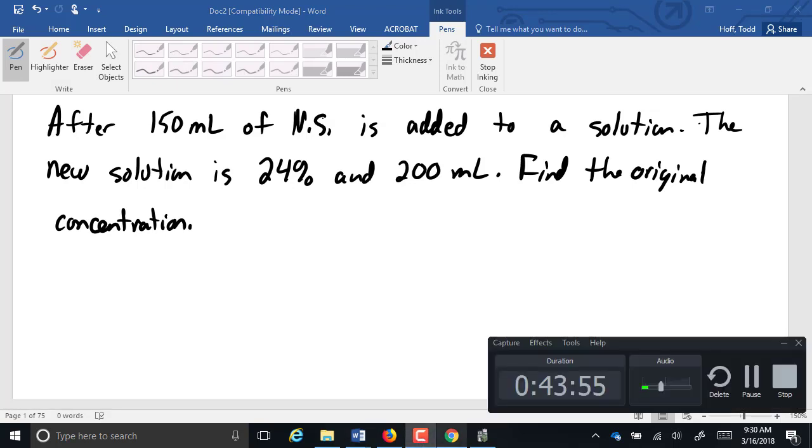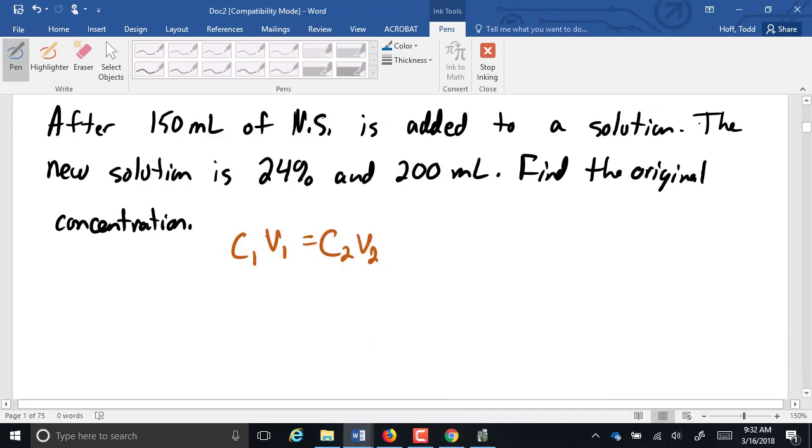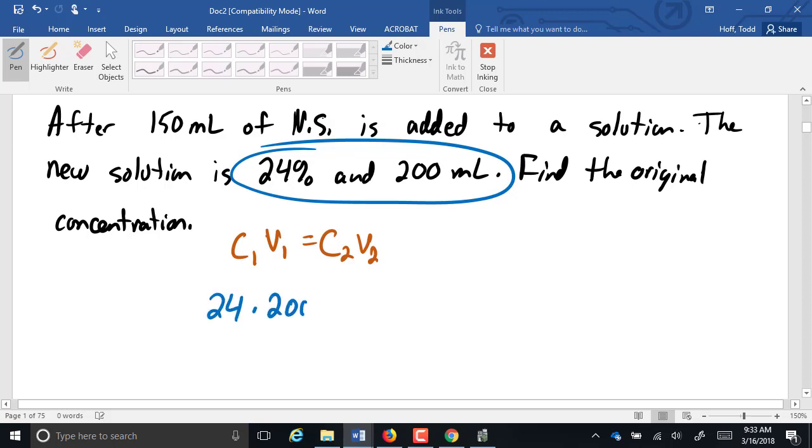I'll give you guys a minute to try that one. Okay, so let's take a peek at it. It doesn't really matter which one is solution 1 and which one's solution 2, as long as you keep them together. So the 24%, 200 milliliters, I can make that solution 1. So concentration of 24% times a volume of 200 milliliters. The tricky part comes in the second one. Find the original concentration. So I'm looking for the concentration. What goes in for the volume?